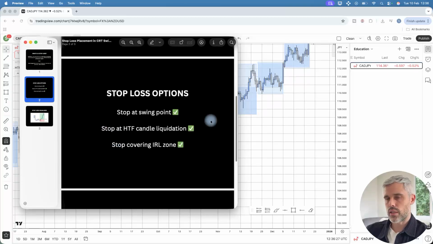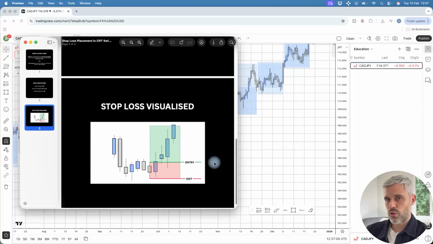So these are our options, and these are the types of stop that I like to use. One, we put our stop below the swing point. That is probably the safest and easiest way to think about setting your stop loss. Two, stop below the higher time frame candle liquidation. This can work really effectively and give you higher R multiples. Or three, you go high risk and you put your stop covering the IRL zone you are trading. So maybe that's the fair value gap or the order block or the breaker block. But again, this is more high risk.